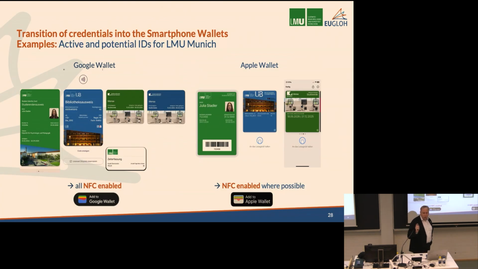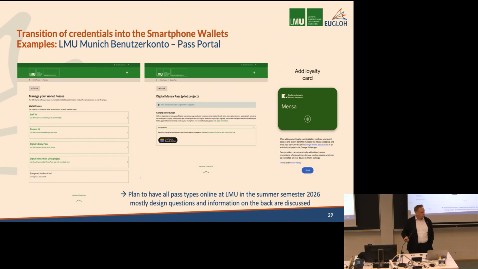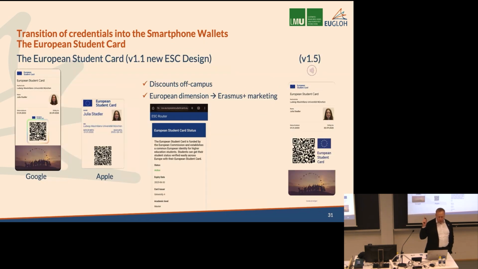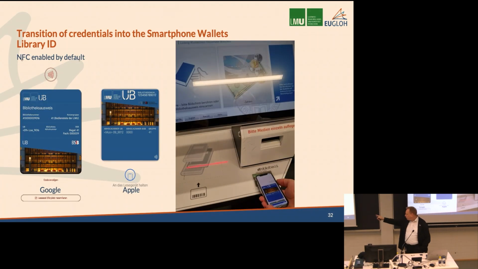And that's how our student IDs and service passes look now. All NFC enabled in the native wallets of your smartphone. In Google, Apple, Samsung is coming next, and the European Digital Identity Wallet. And it must be easy. That's the way we are going: to our user account of the university, tapping wallet passes, tapping the next pass we want, add to wallet, and you can use it. That's the student ID. That's the European Student Card in the wallet. That's our library ID. And look how easy it should be to use.